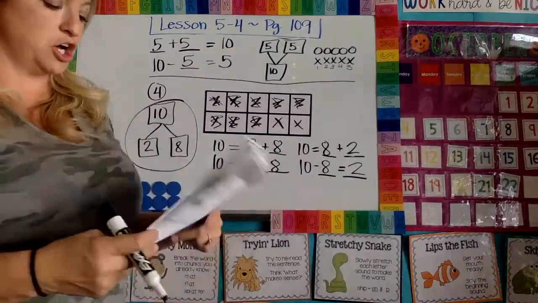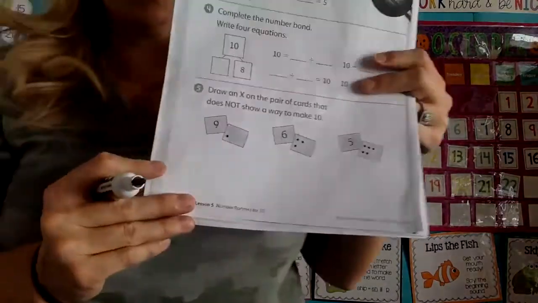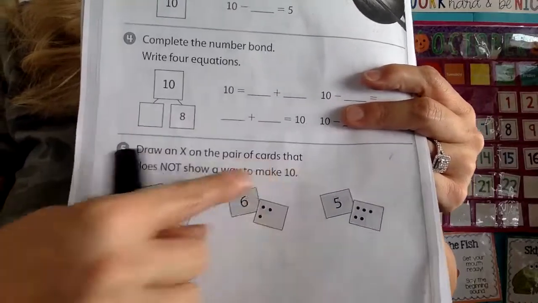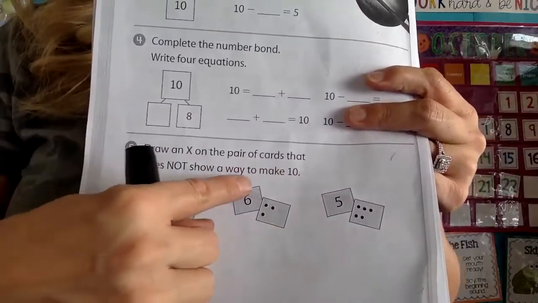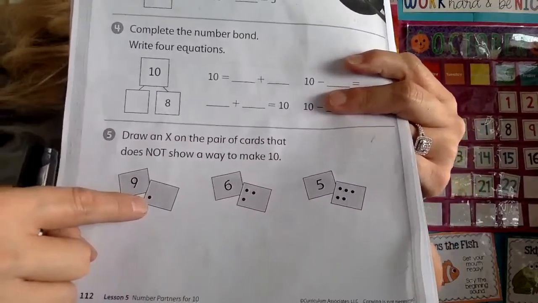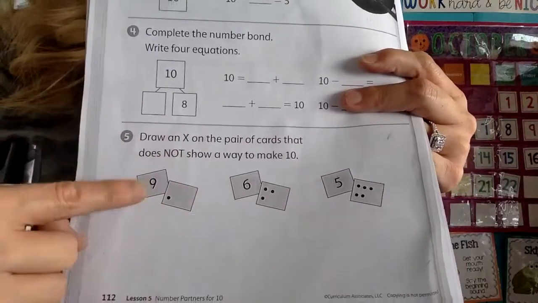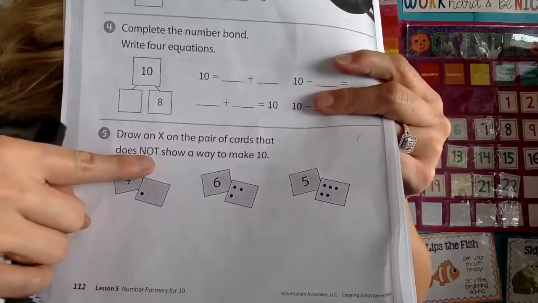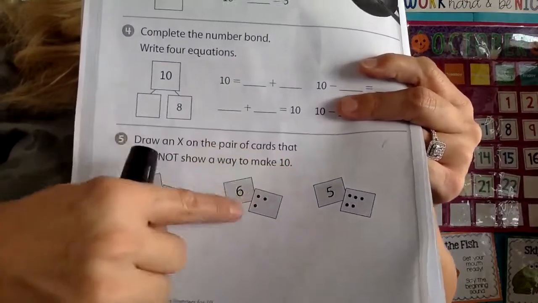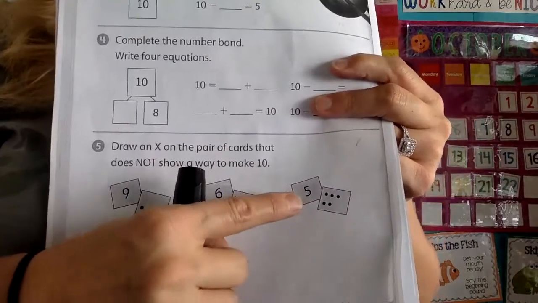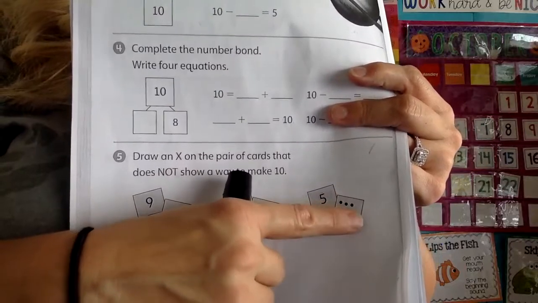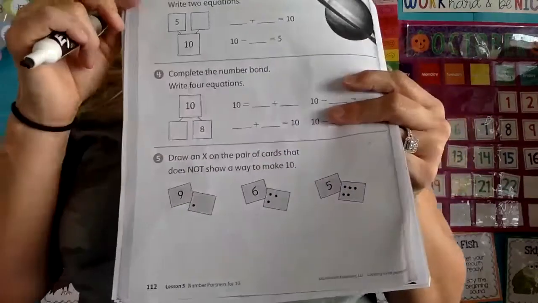Okay, our last problem. Ooh, it's another card. So it says draw an X on the pair of cards that does not show a way to make 10. So 9, 10. So I'm going to circle that one because that one does make 10. I'm looking for ones that do not. 6, 7, 8, 9. Ooh, put an X on that. That one makes 9. Let's check this one. 5, 6, 7, 8, 9, 10. Put a circle around that one. That one does make 10.